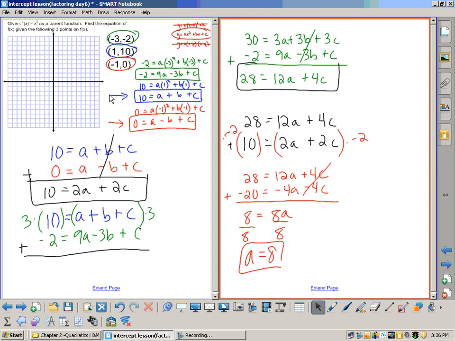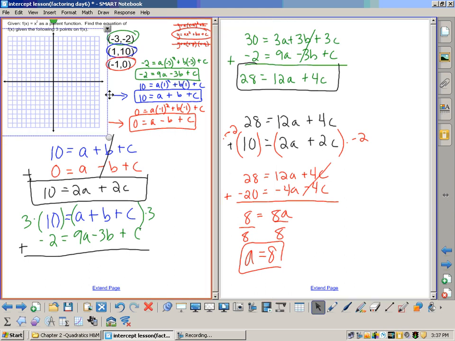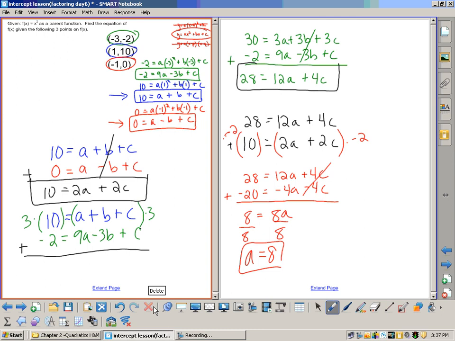After all that work, what did I actually just come up with? Okay, so remember, back to the beginning, we are trying to find, I have to get this graph here. We are trying to find our equation in standard form. Alright?